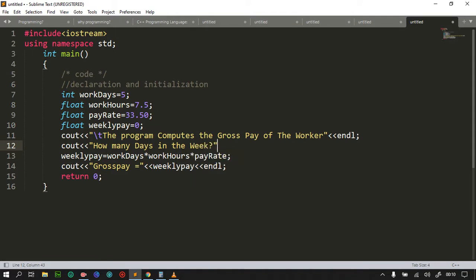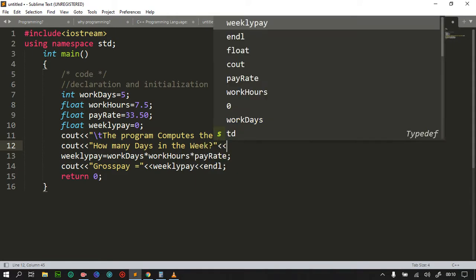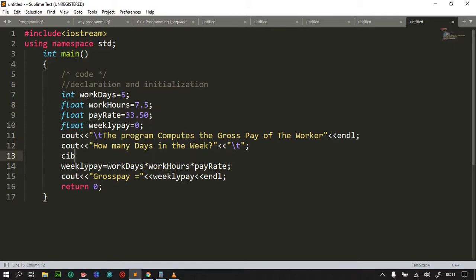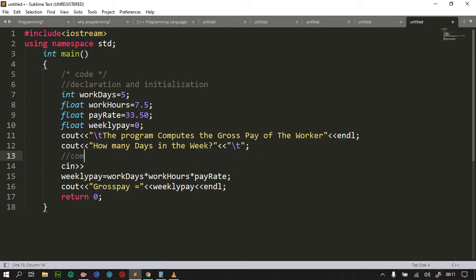Okay, so how many days in the week? I'll use a tab because I want the input to be on the same line. Since I've asked for the number of days, I should comment an input. Okay, I'll comment here, an input. So I'm going to use this variable, work days.